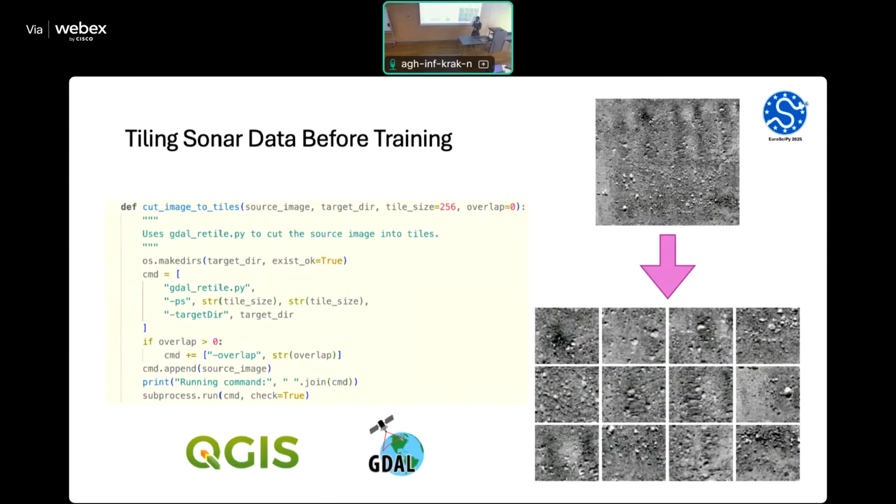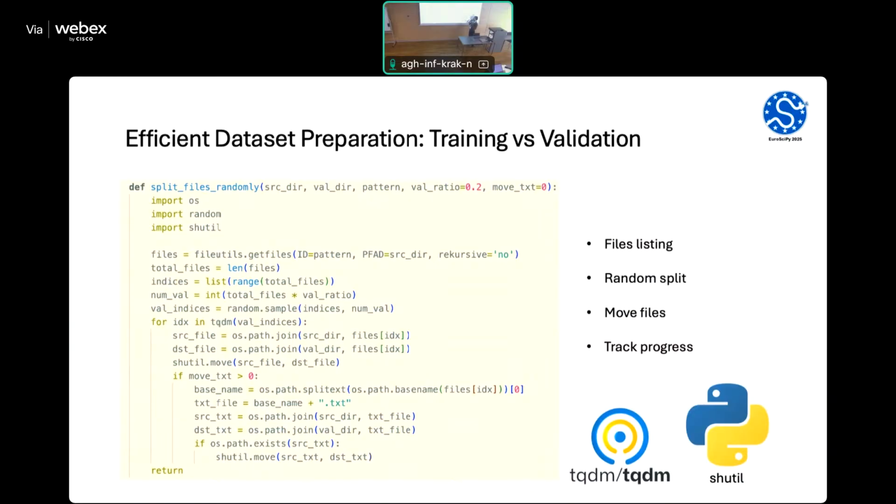But if you have smaller objects of centimeter scale, you might want to reduce your tile size. The smaller the tile size, the more data to process. And then you can overlap as well, because there might be a boulder at the edge of a tile and you want to capture it, so you overlap the tiles, and you can define that there.